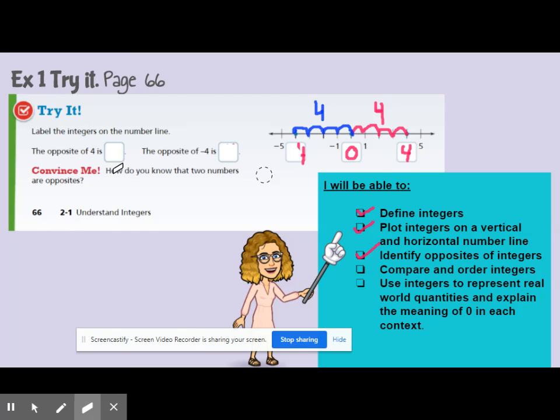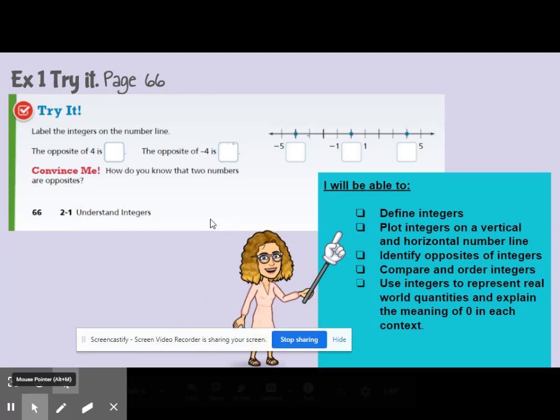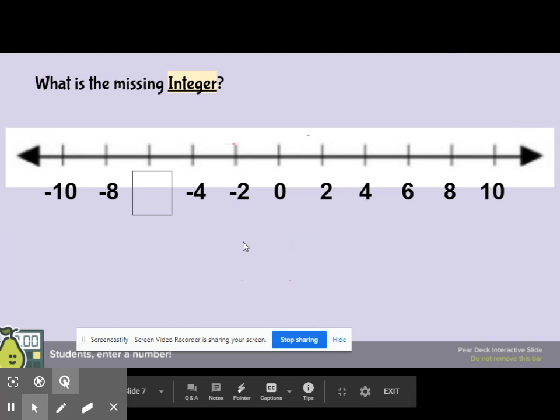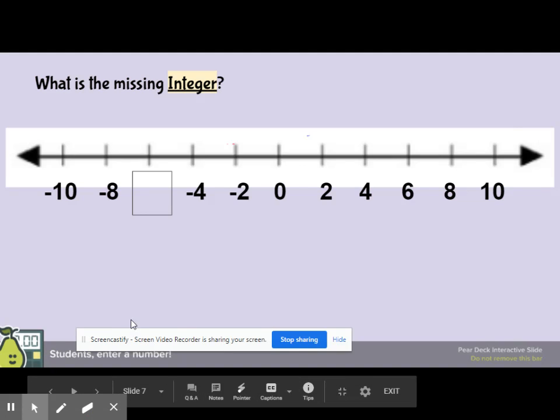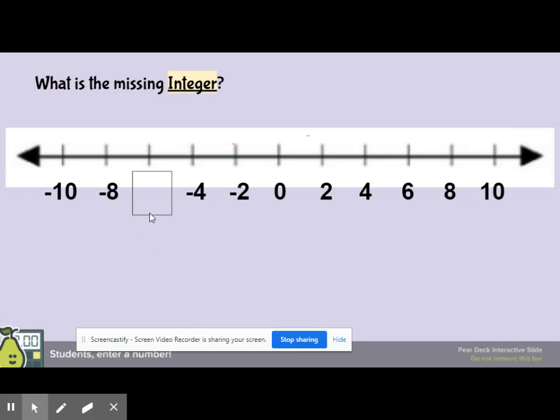So now that we've tried an example of a math problem using integers together, what you guys are going to do is try an example on your own. In class, we're using Pear Deck, okay? And this is an interactive slide. Since you're watching the recorded version, you're just going to think in your head what goes here. So we want to know what this missing number is. So think for a second, what is this missing number?